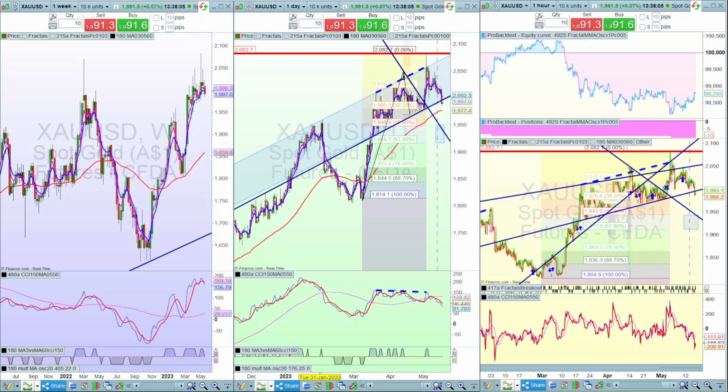Today is May 17, 2023. This is a spot gold price update. You can see here we've broken down on our weekly from a long positioning to a neutral, and on the daily it's been a neutral for some days now. And let's go look at each of these.